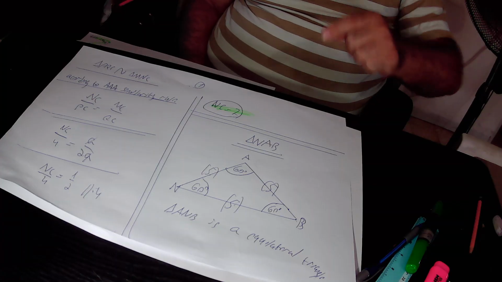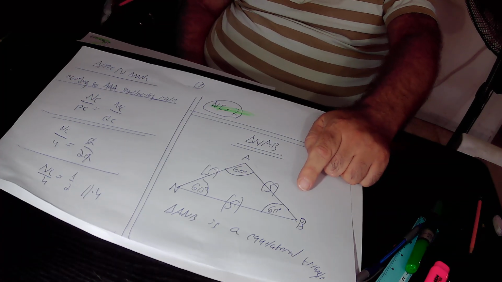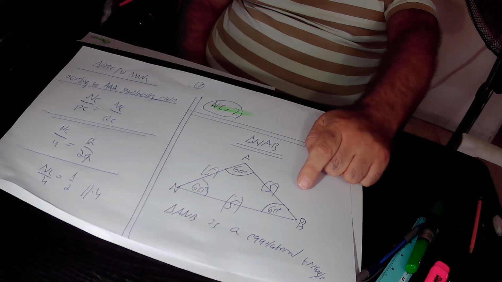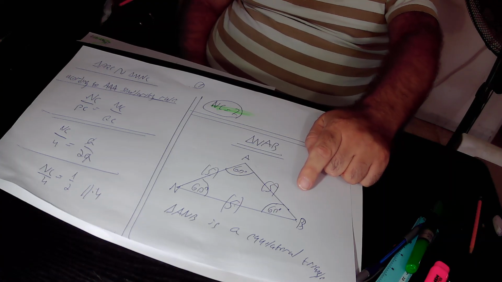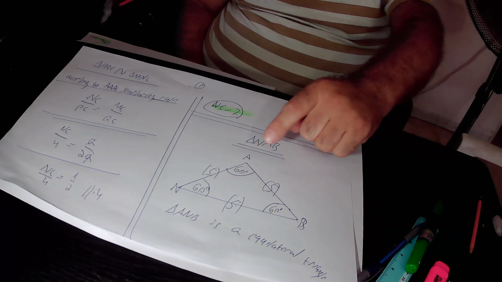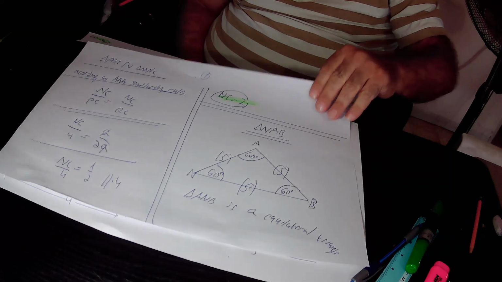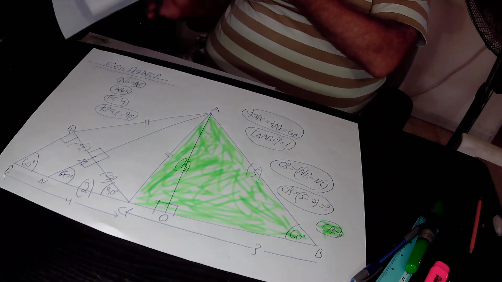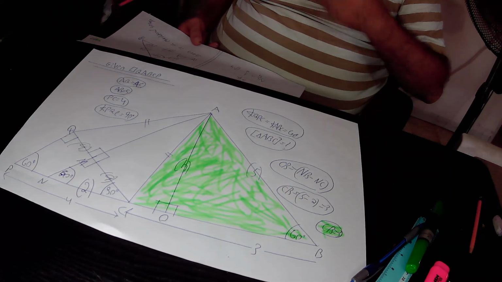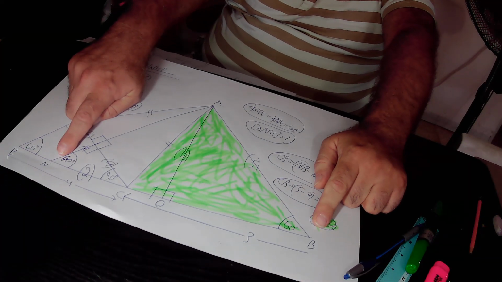So you found out that this big triangle ANB is an equilateral triangle. And in any equilateral triangle, all the sides are equal to each other. AB equals 5, therefore AN must also equal 5, and NB must also equal 5 units in its length. Okay. So NB equals 5 units in its length.